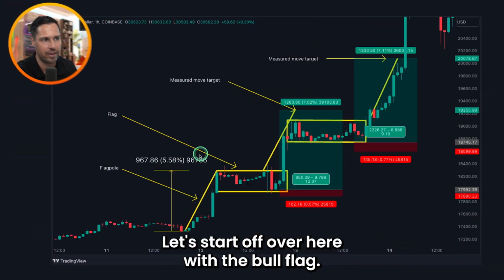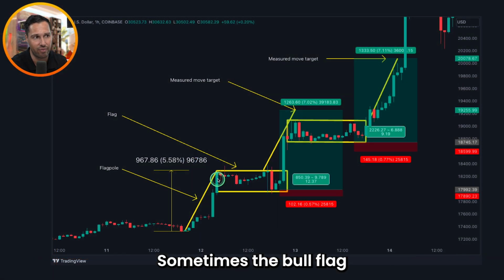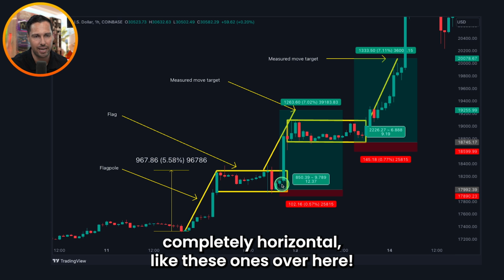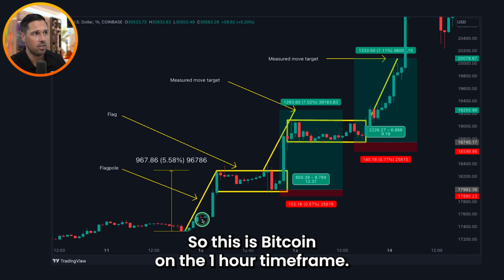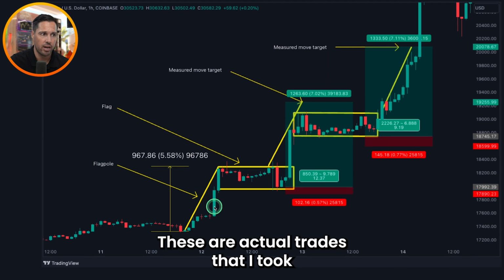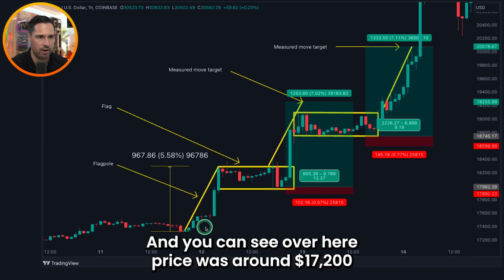Let's start off over here with the bull flag. So this is what I meant. Sometimes the bull flag will be slanted towards the downside, and sometimes it will be completely horizontal, like these ones over here. So this was Bitcoin on the 1 hour time frame. These are actual trades that I took in late December, and you can see over here price was around $17,200.